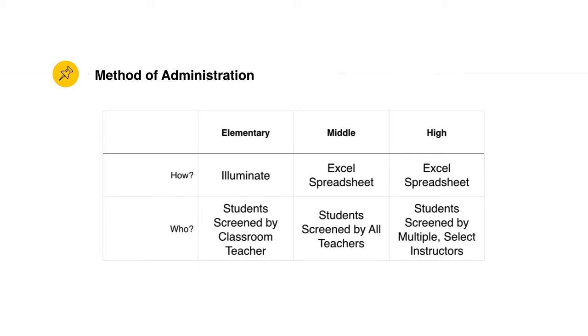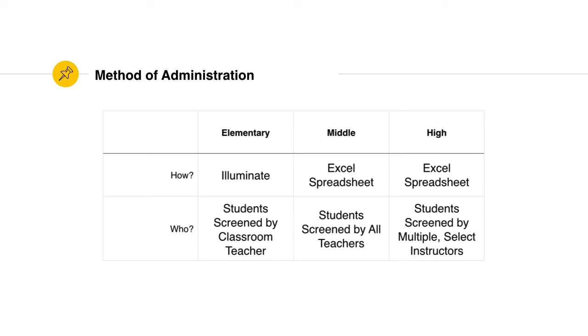Each level, elementary, middle, and high school, have their own administration method and format. As you can tell by this table, the elementary staff will be logging into and conducting their screenings in Illuminate, whereas the middle and high school will be utilizing Excel spreadsheets to collect the information. It is our plan that eventually all screeners will be conducted in Illuminate at all levels.